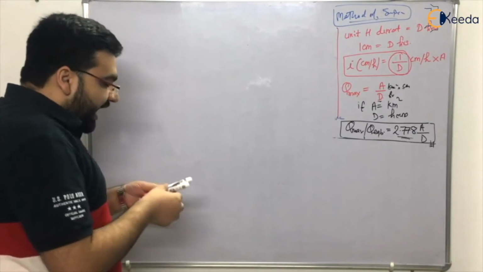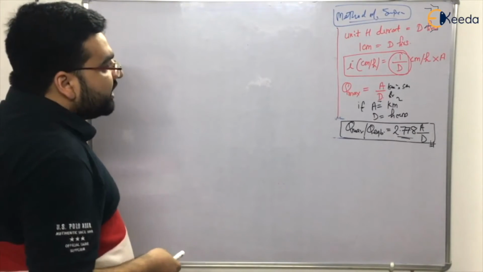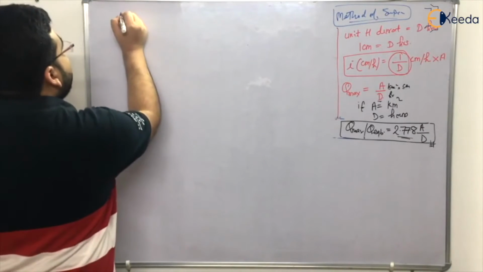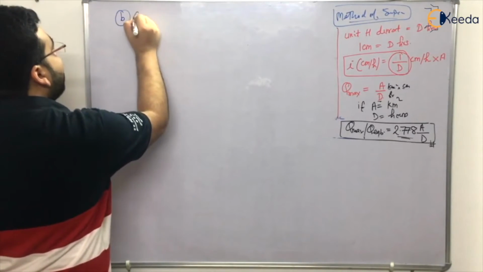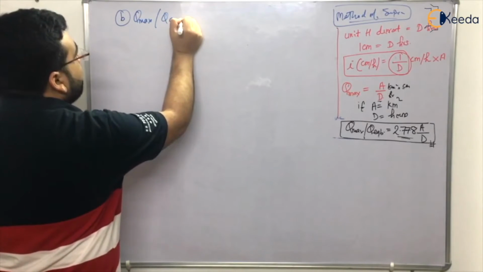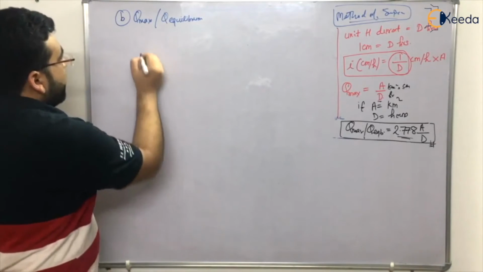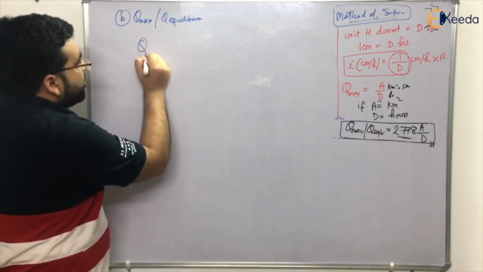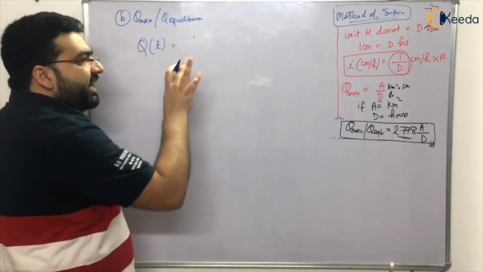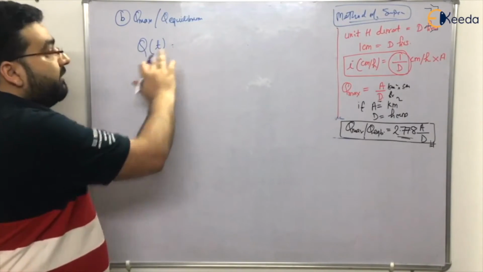Now suppose I have seen some questions in examinations where A is not given, D is not given, right? So there is another method of determining Q max or Q equilibrium. What is another method? You will be given a discharge equation with respect to T. It can be anything: T square minus 15T, T square plus something, right? Some equation will be given.